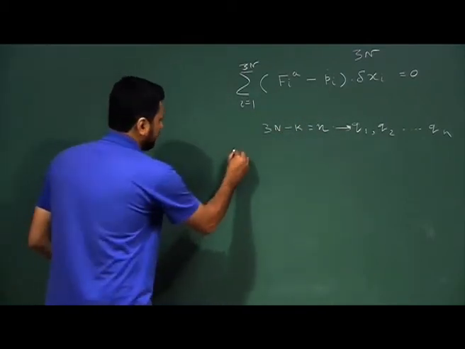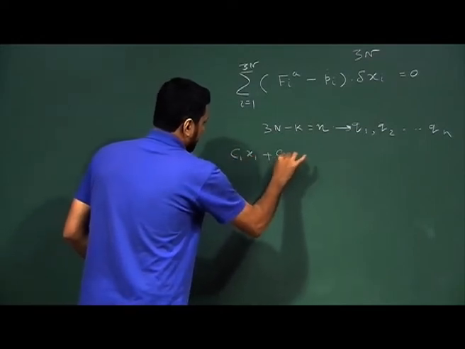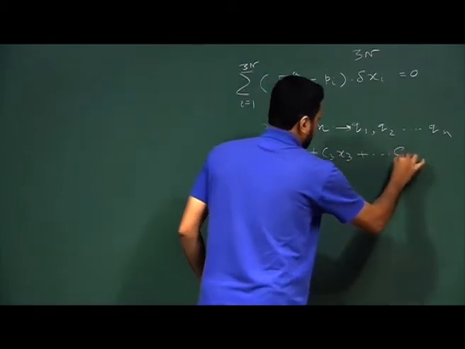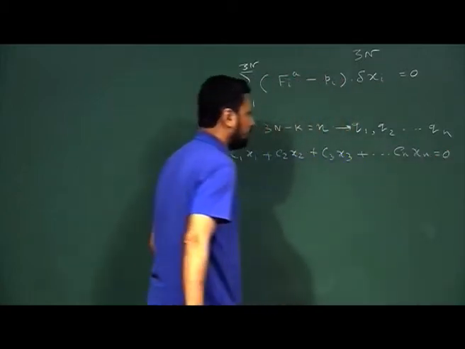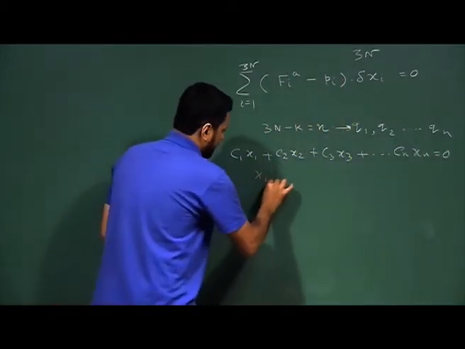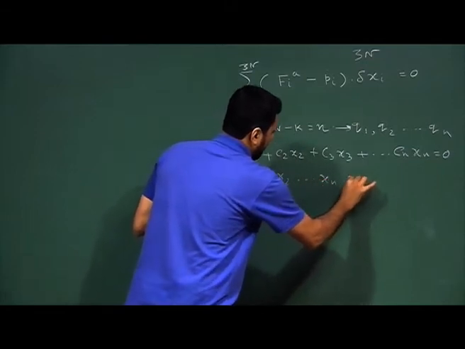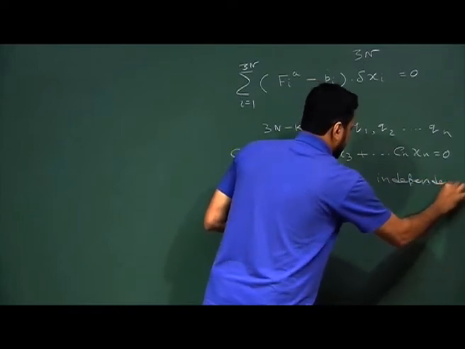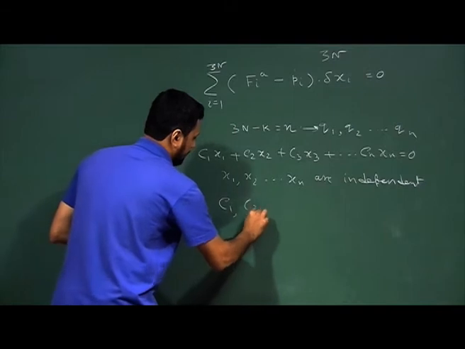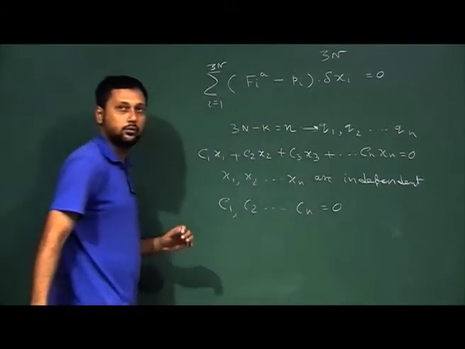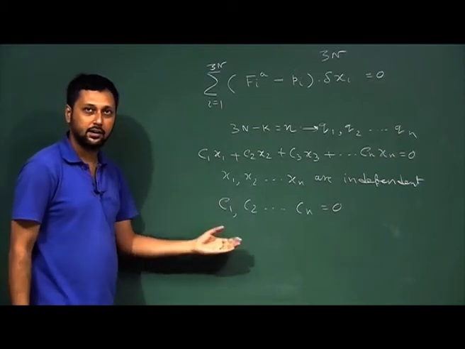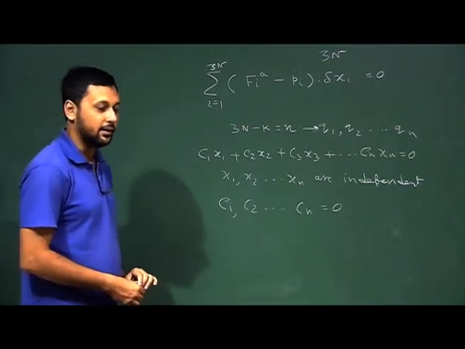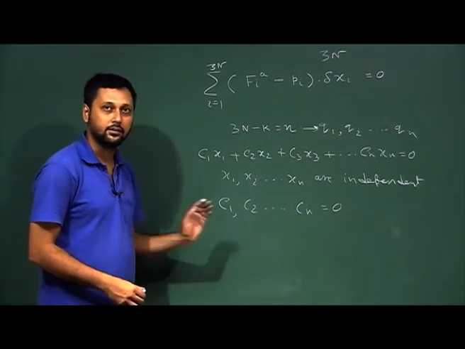If you recall, we discussed this: we have C1 x1 plus C2 x2 plus C3 x3 all the way up to Cn xn equal to 0, if and only if x1, x2, up to xn are independent, we can write C1, C2, up to Cn individually equal to 0. This is something from linear algebra, and I am pretty sure you are familiar with this concept. If not, you can always check your linear algebra textbooks and class notes, and you will definitely find this there.